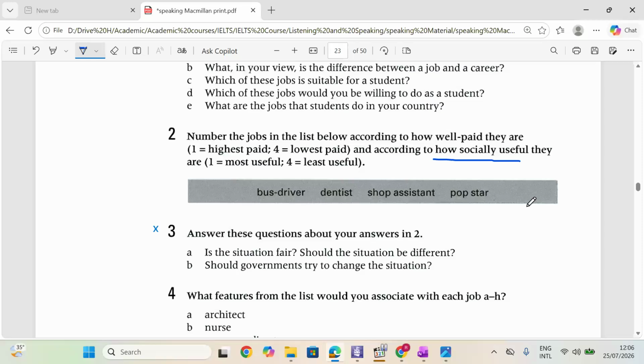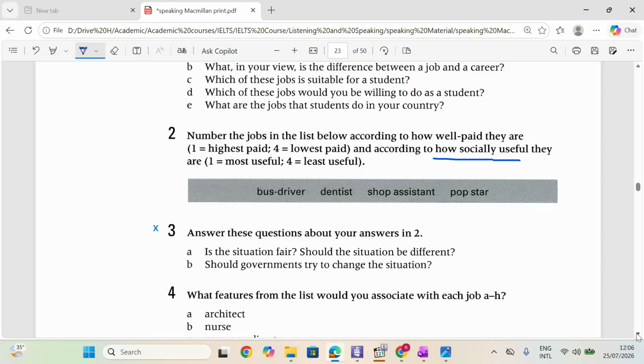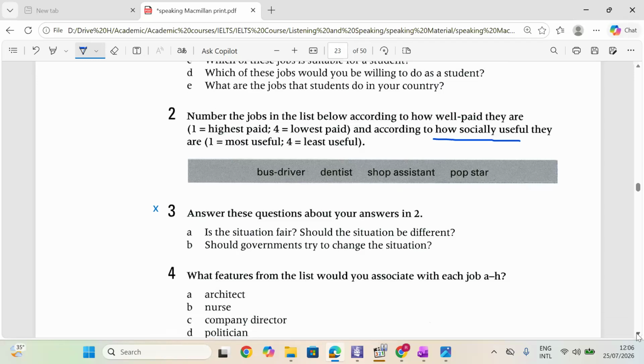Noor, would you like to say something? Yes. Okay, go ahead. I didn't understand what is socially helpful. Which of these jobs would you like to do? No, I want to understand what is socially useful. What does it mean? Go ahead. Okay, no problem. Okay, share your thoughts. Okay, we are listening to you.